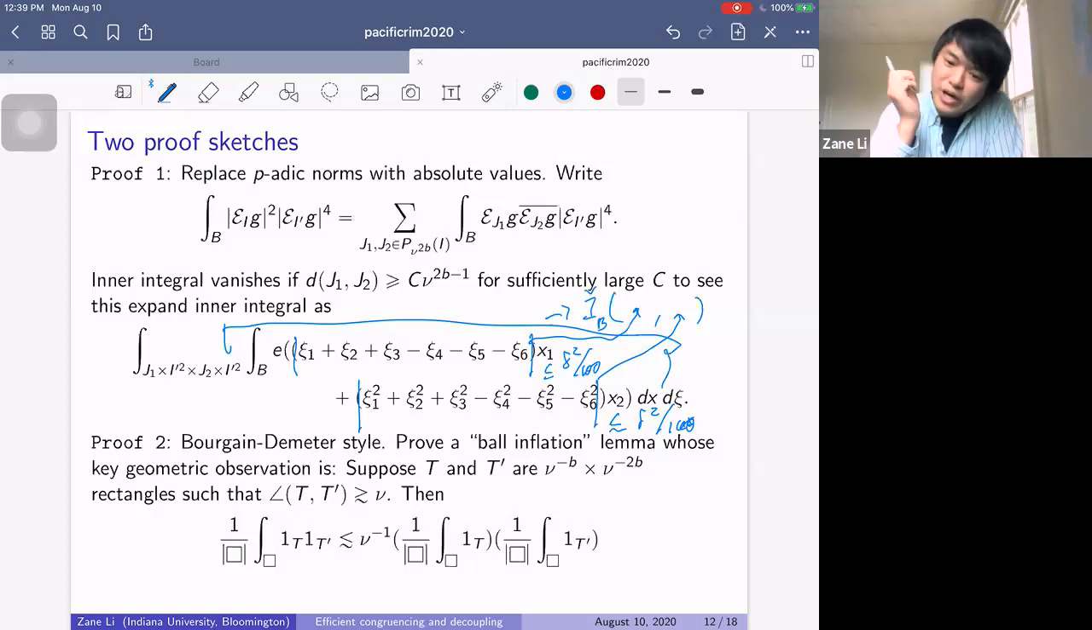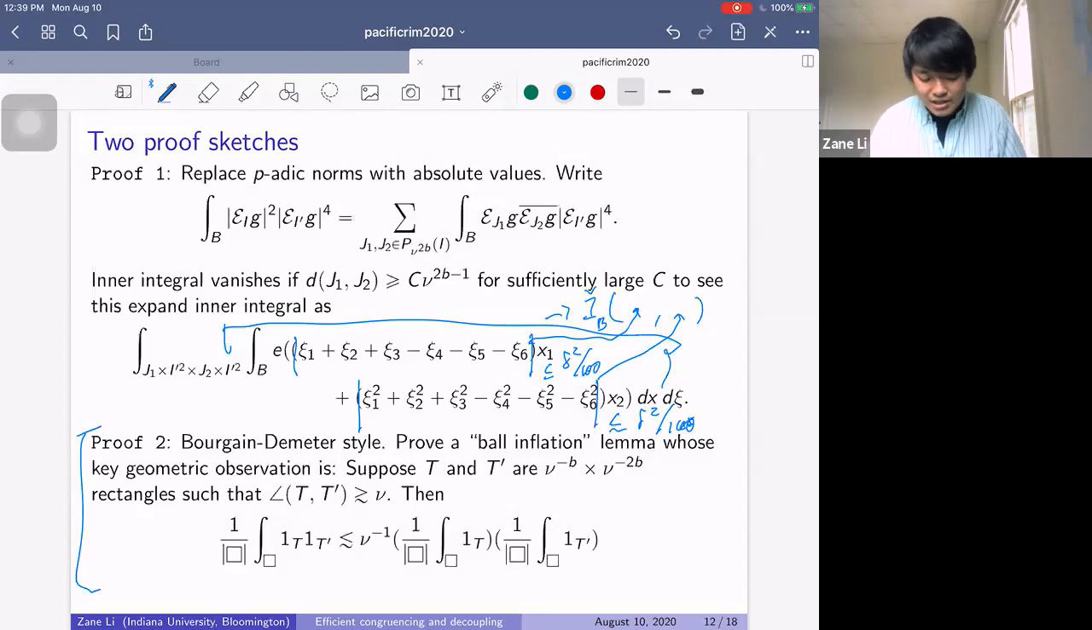Okay, so that's one idea. But you could imagine that this may not work so well if you replace 2 and 4 with 3 and 3. So there's another style of proof, which I'll call the Bourgain-Demeter style proof, and it's a bit longer than what I just described in this very small half slide.